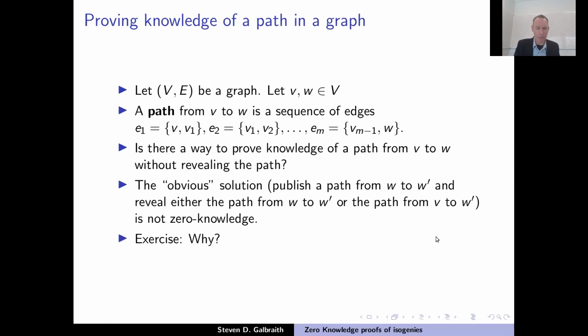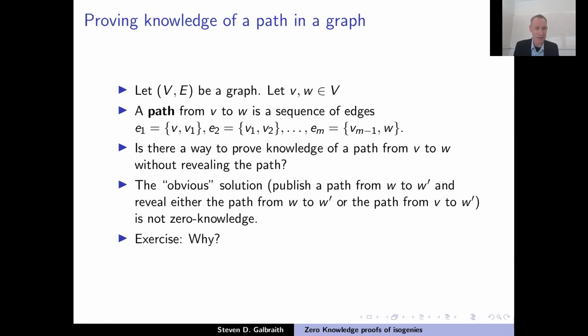So here's an interesting problem. What about not an isomorphism between two graphs? Let's just fix one graph and take 2 vertices and ask, can I find a path between them? So what is a path? It's just a sequence of edges where it starts at V and the end point of the first edge is the start point of the second edge, and so forth. Is there a way to prove knowledge of a path in a graph without revealing the path?